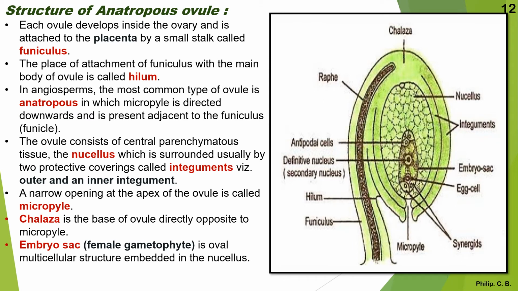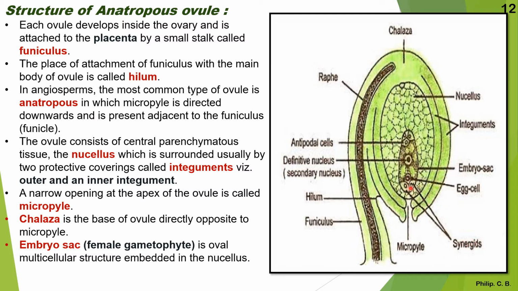Now moving further, structure of Anatropous ovule. Coming to the ovule part, that is the female gametophyte. So here again, first see the image, then the theory part becomes easier. If you start from the anterior end: the chalaza, the nucellus, the inner part, integuments, which, if you see, are two layers, so it is called bitegmic. Then the embryo sac inside the nucellus, and the egg cell present inside the embryo sac, with the synergids.